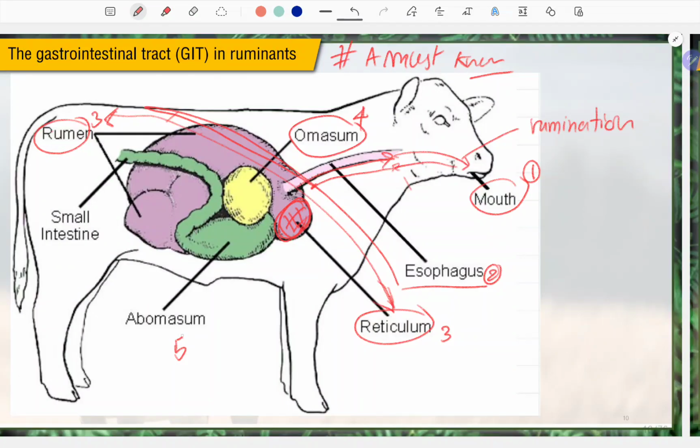This is 5, 6 and 7. Seven is the large intestine, and then out. Eight. So this is the whole gastrointestinal tract, or GI tract, in ruminants.